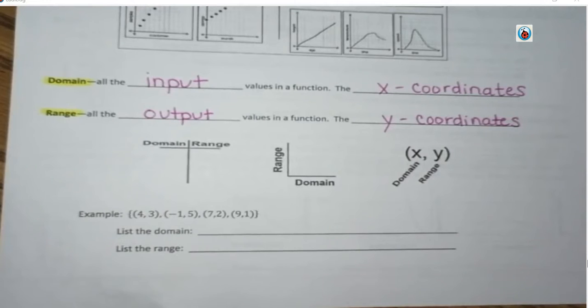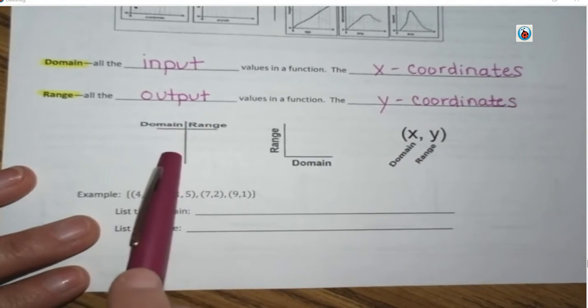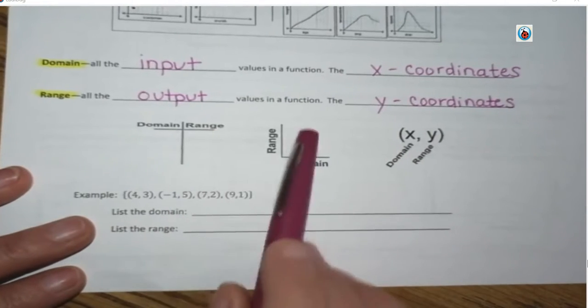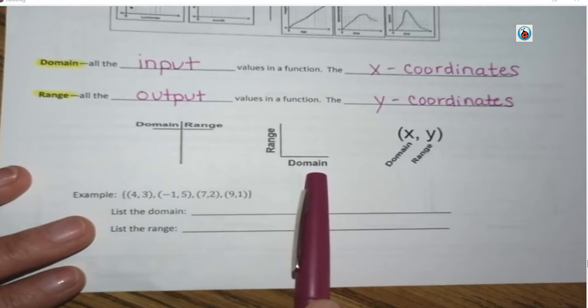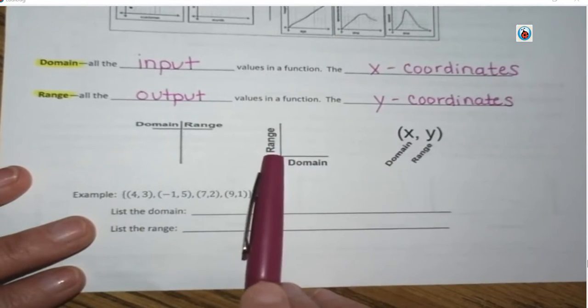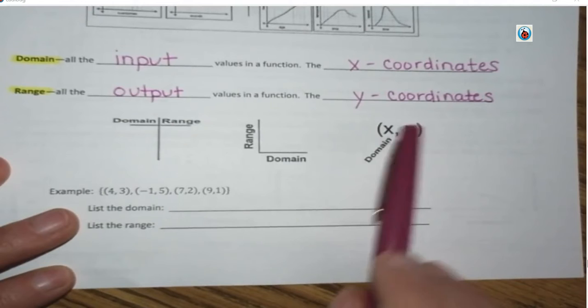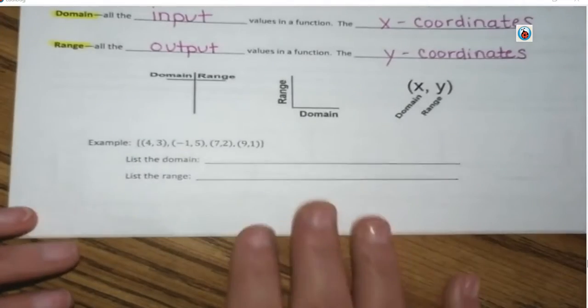So a lot of times you guys will see a T-chart. Usually the domain is on the left for the x's and the range is on the right for the y's. Or you'll see it on a graph. The x-axis would be your domain, the y-axis is the range. Or when you have a point, a coordinate point, x is domain, the y is the range. Okay, so here's an example.